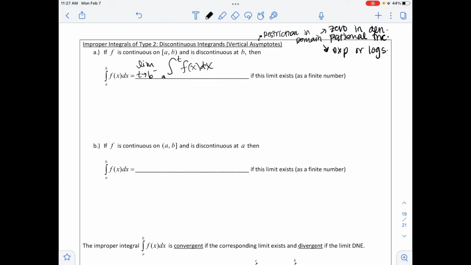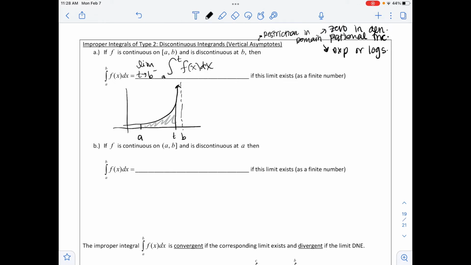as a finite number. Looking at a picture of this, we have a function and maybe a vertical asymptote occurring here, and we'll put a dashed line to represent that, and that's going to occur at b. So we go from a to b. We're going to be approaching b from the left side, and so I'll say here's t. And we're able to use this to determine the area under that curve.